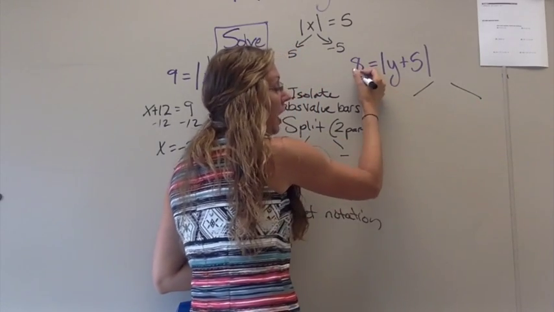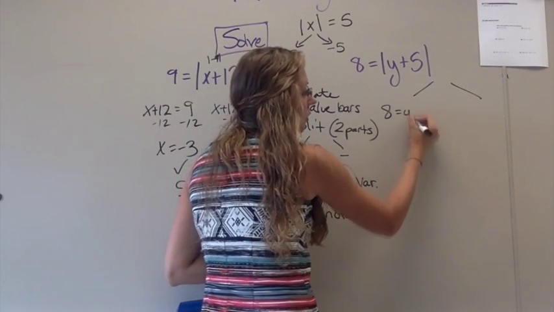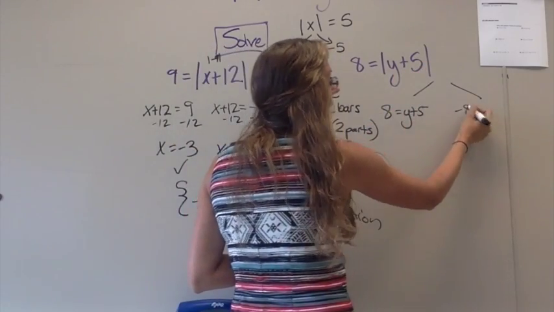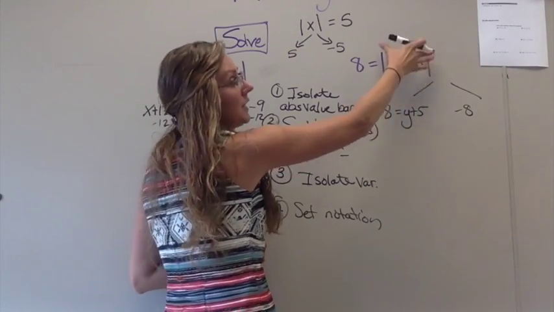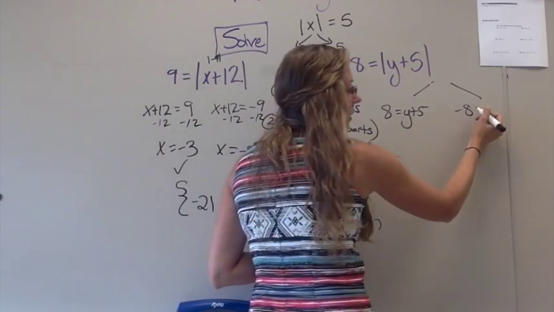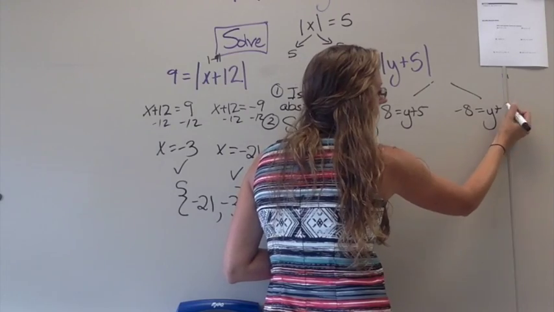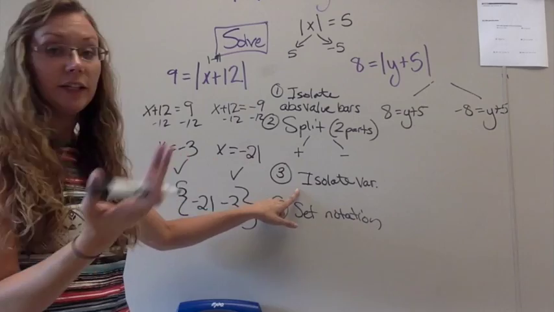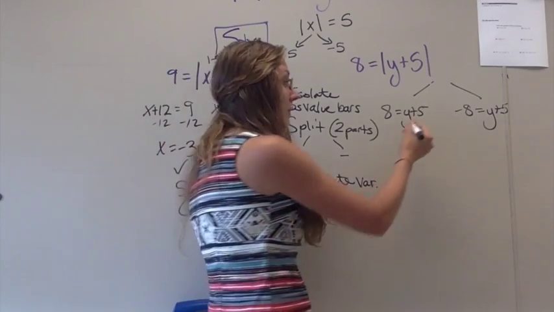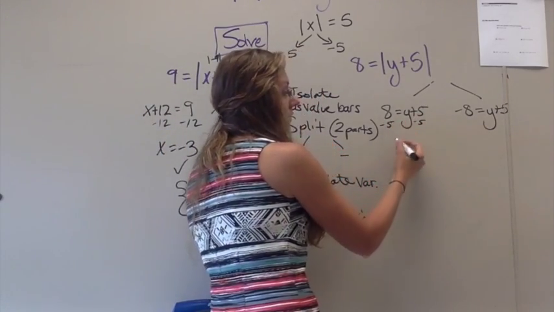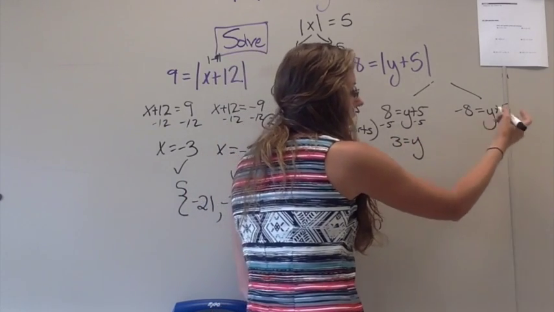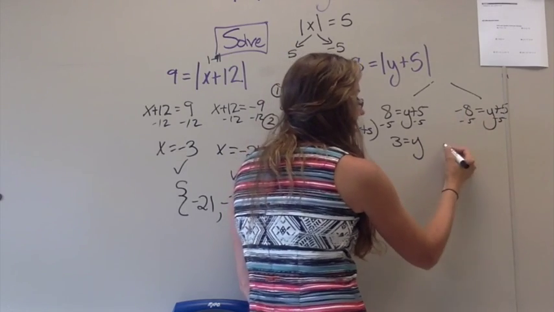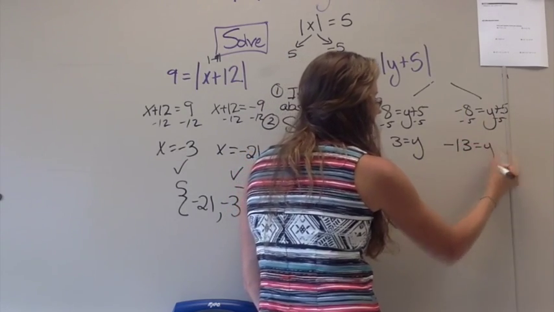I'm going to have the positive answer, 8 equals y plus 5. Okay, my inside could be a positive 8. My inside here could also be a negative 8 because the absolute value will make it positive. So negative 8 equals y plus 5. Okay? Now, I'm going to just isolate my variable, solve it like it's a normal equation. I'm going to subtract 5. Subtract 5. I get 3 equals y. Here I'm going to subtract 5, subtract 5. I get negative 8 and negative 5 is a negative 13 equals y.